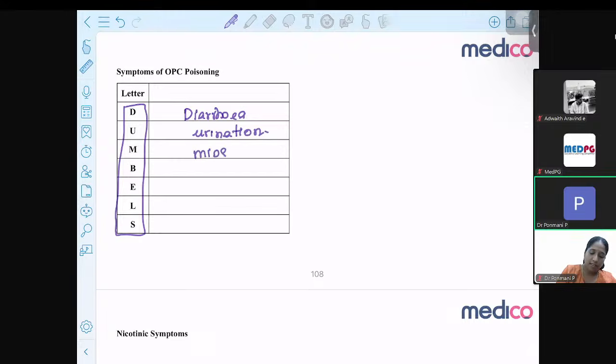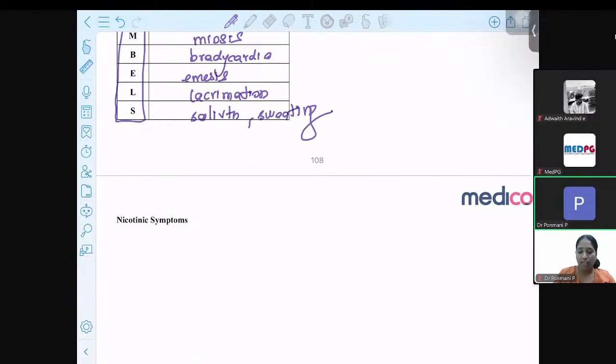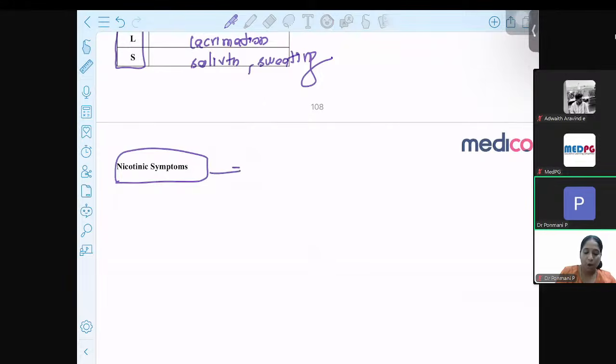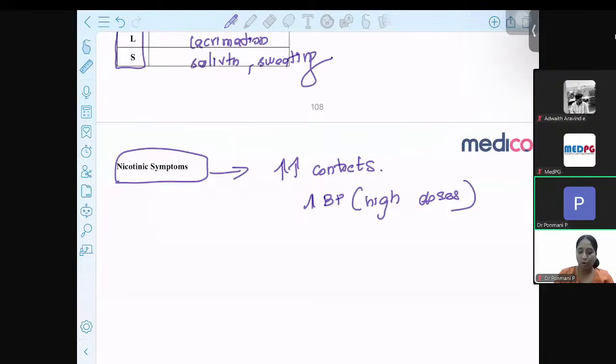M for meiosis. B for bradycardia. E for emesis. L for lacrimation. And salivation and sweating. In addition to this, OPC poisoning also has nicotinic symptoms. What are the nicotinic symptoms? It increases the muscle contractions. Okay, and when it stimulates the ganglia, it can increase the BP, but this happens at higher doses only. These are the nicotinic symptoms of the OPC poisoning.